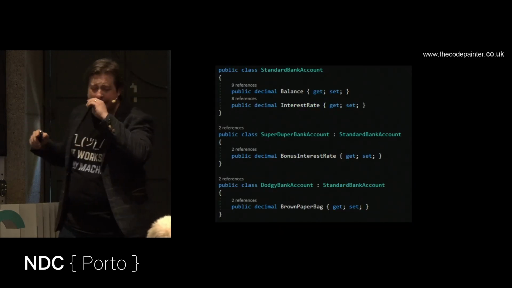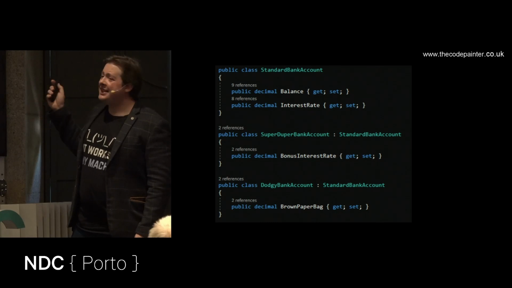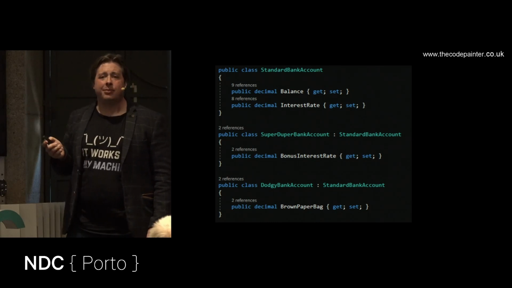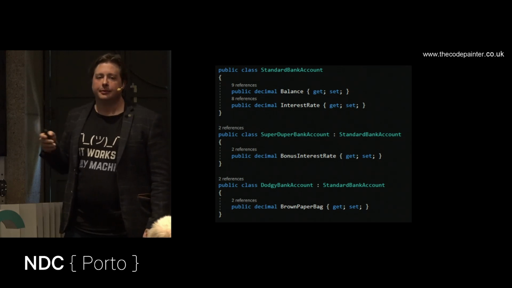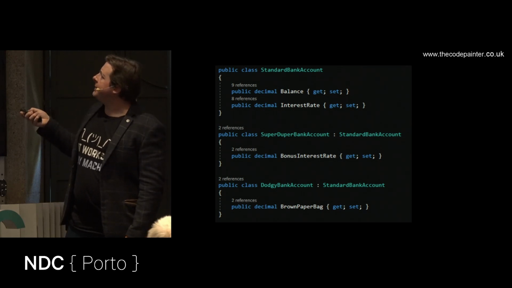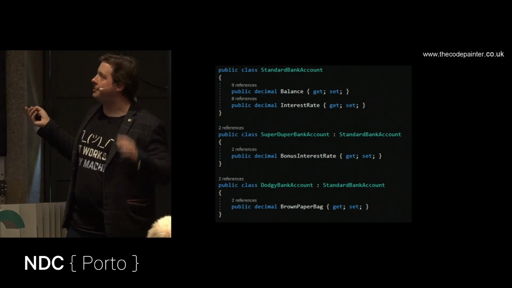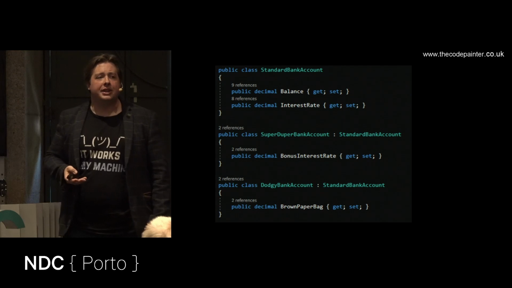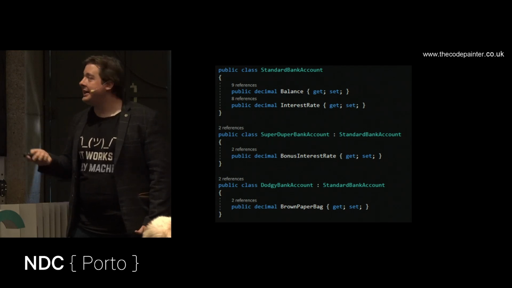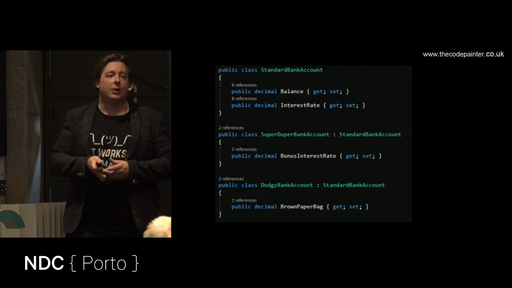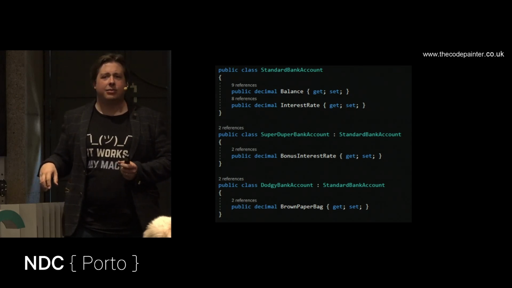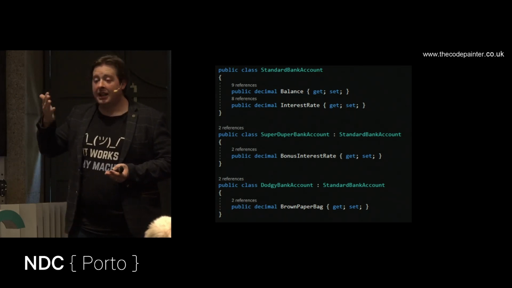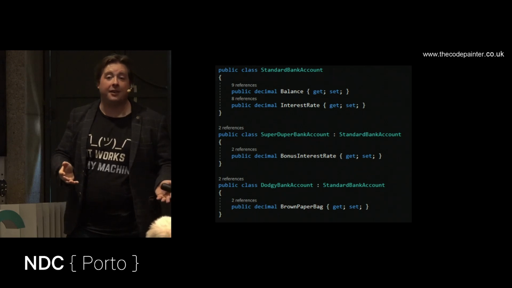So moving on to a different area. This is one of those examples that you get in an awful lot of object-orientated books. This is bank accounts. So I'm going to imagine that there's a standard bank account, which has got a balance and an interest. We'll inherit on that with the super duper one, which has got a bonus interest. And then after that, the dodgy one, which has got a brown paper bag of money, presumably passed in a car park.